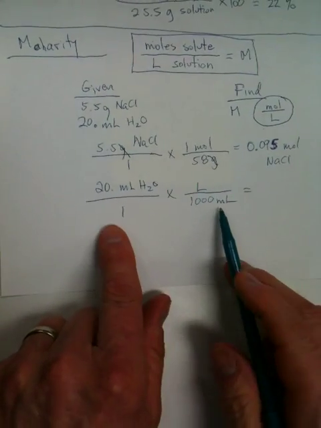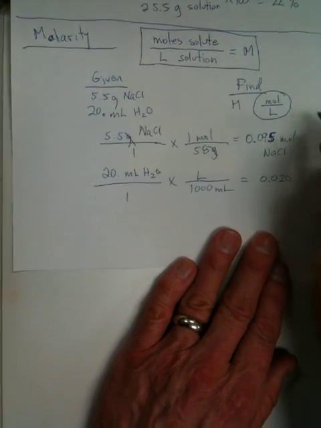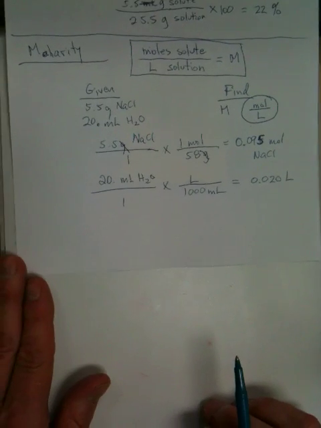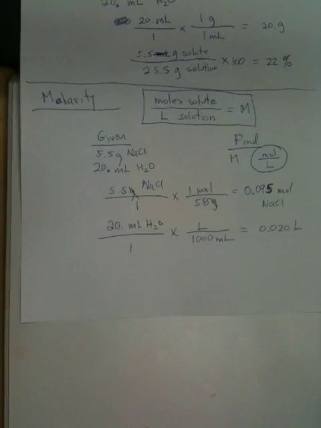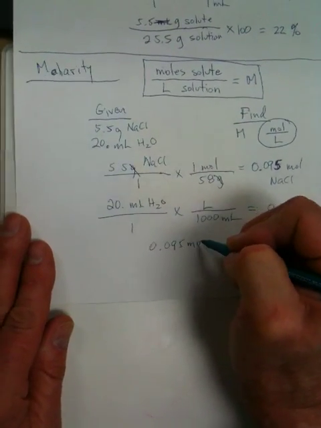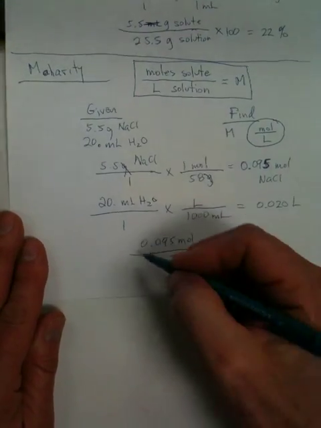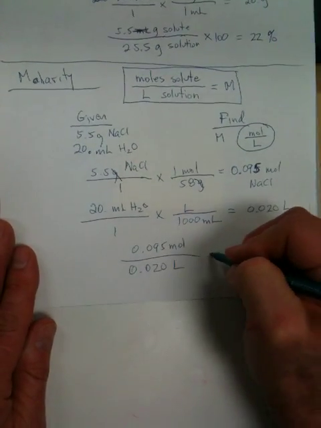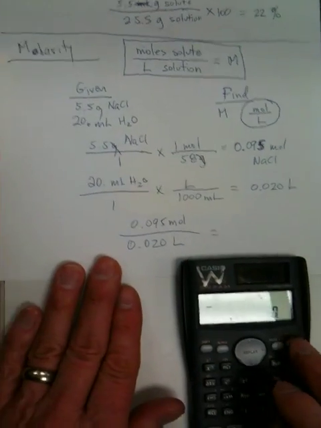All right, so now we're good to go, right? Move our decimal 3 to the left, 0.020, and we got liters with 2 sig figs, which is what we want. Now, are we ready to go? Can we plug and play? Moles. 0.095 moles. Yes. And that's over 0.020 liters. And now we're all set to be able to calculate our molarity.